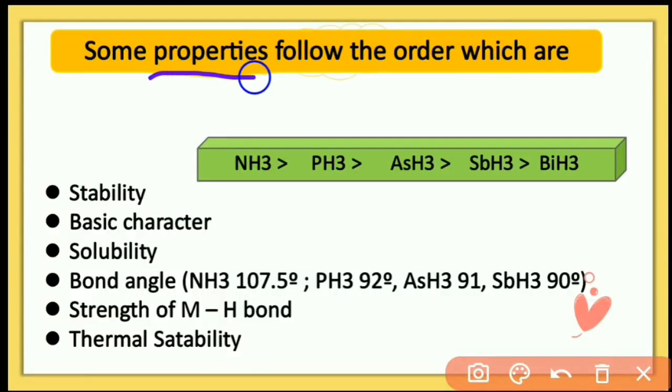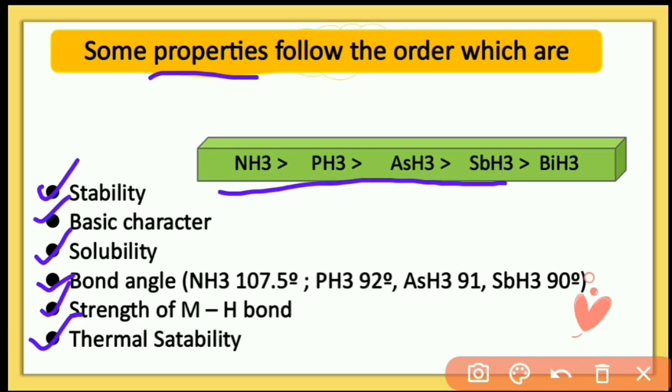Some properties follow this order, like stability decreases when we move down the group. Similarly, basic character decreases. Solubility also decreases when we move down the group. Bond angle also decreases. Strength of the metal-hydrogen bond also decreases, and thermal stability also decreases when we move down the group. So all these properties follow this order.